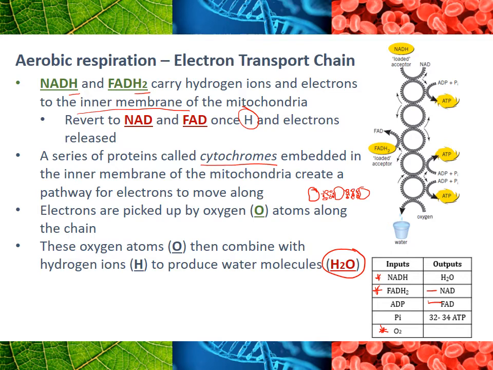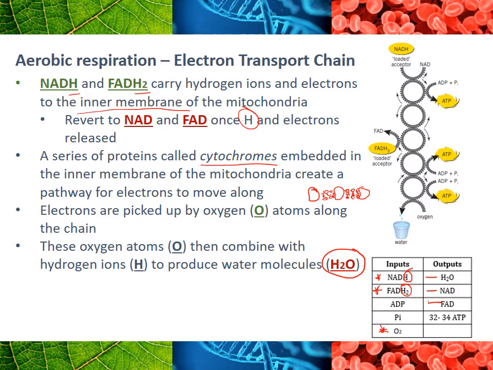Okay, so what you need to know about this is that the electrons move along the cytochromes and are picked up by oxygen, and then the oxygen binds with hydrogen to make water. So if we go over here, we had the oxygen input here, the output is water. Now you'll notice we haven't got an input of hydrogen here. Why is that? Because the hydrogens came in on our unloaded coenzymes. Okay, that's where the hydrogen has come from.